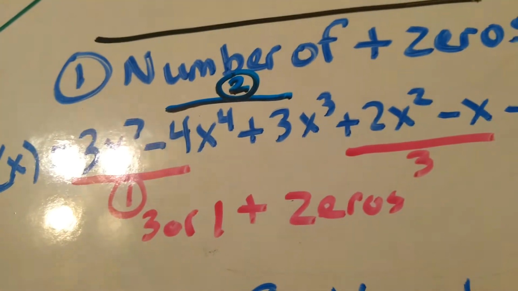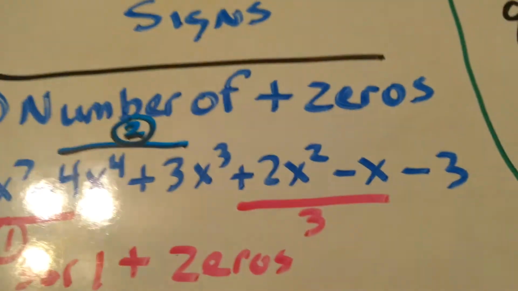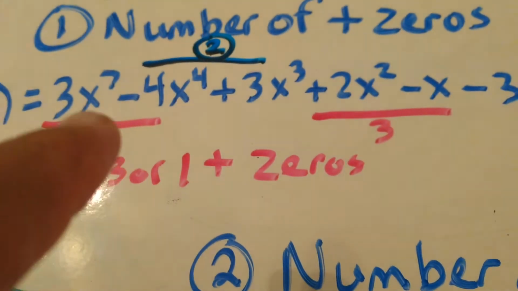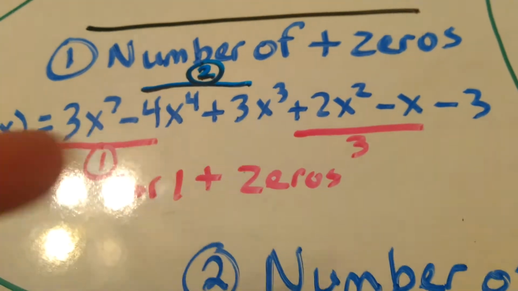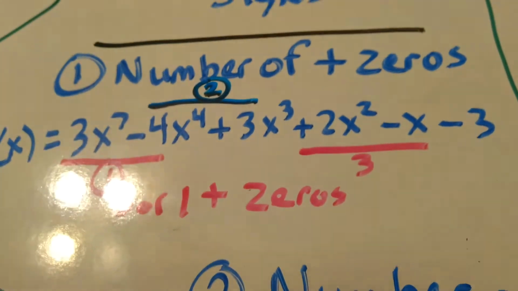If we come over here, and I'm just going to jump a little ahead here, if we look at this polynomial, we can see that this polynomial has a degree of 7. What that 7 tells us is that this polynomial here has at most 7 factors.